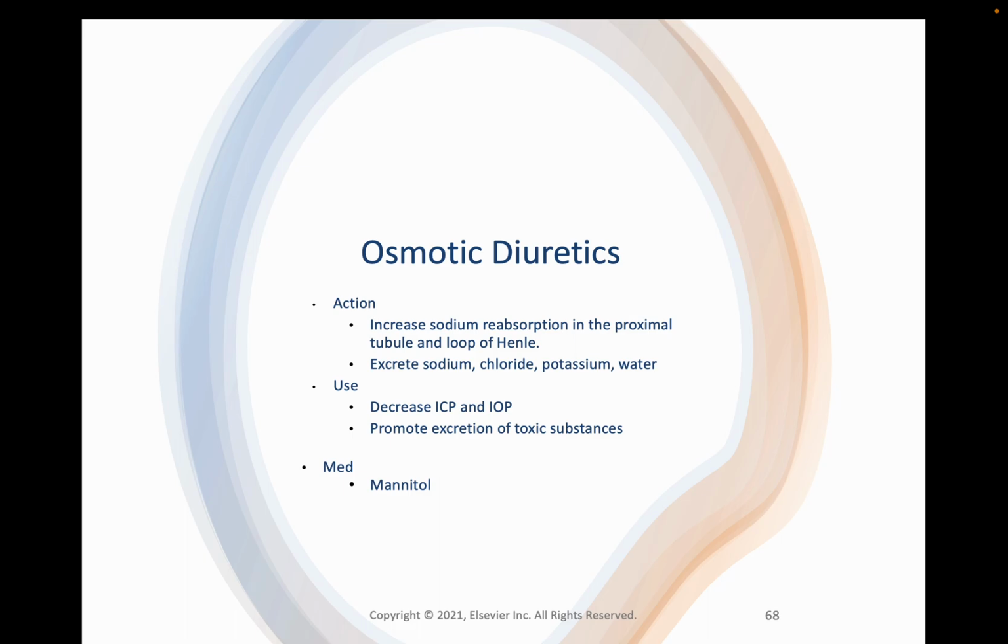So, moving on to osmotic diuretics. Osmotic diuretics increase the osmolality, or the concentration, of sodium reabsorption in the proximal tubule. So sodium, chloride, potassium, and water are excreted. This group of drugs is used to decrease intracranial pressure, such as cerebral edema, and decrease intraocular pressure. These promote the excretion of toxic substances. So mannitol is usually our most potent osmotic potassium-wasting diuretic, and is frequently used in emergencies where patients have high ICP and high IOP.